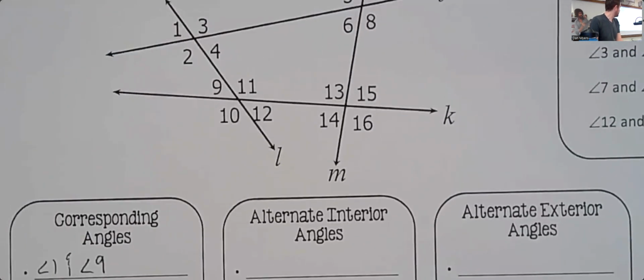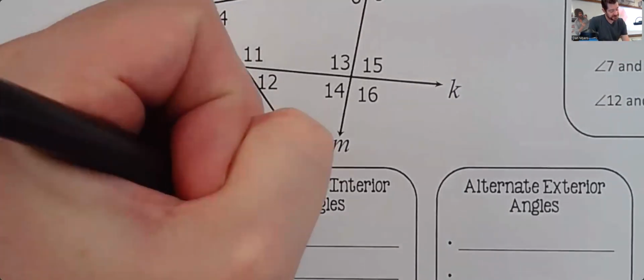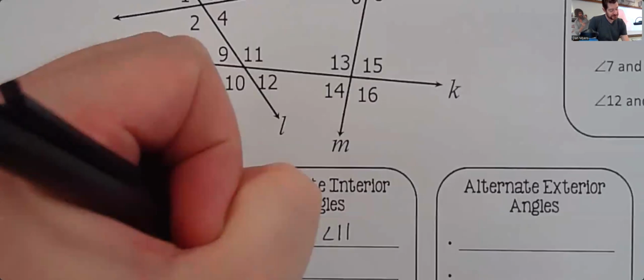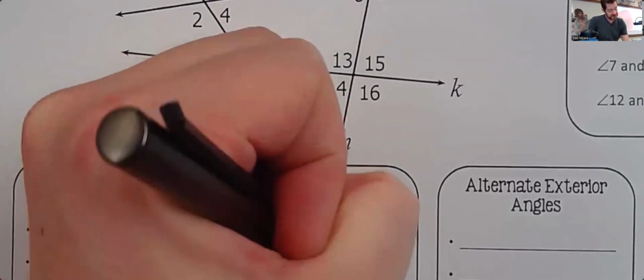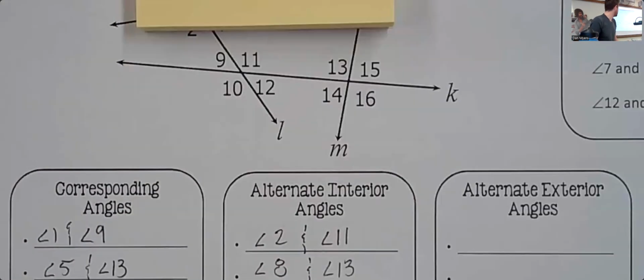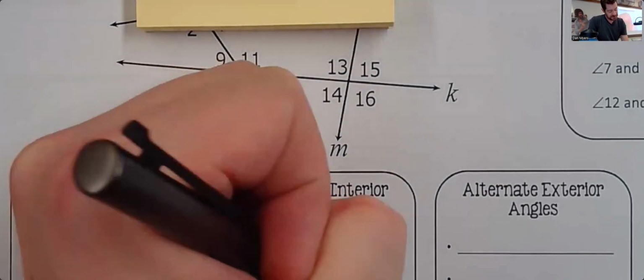2 and 11. Okay, so that's transversal L taking care of there. So angle 2 and angle 11. 8 and 13. Okay, so that'd be transversal M. So angle 8 and angle 13. 13 and 12. That takes care of transversal K. Angle 13 and angle 12.